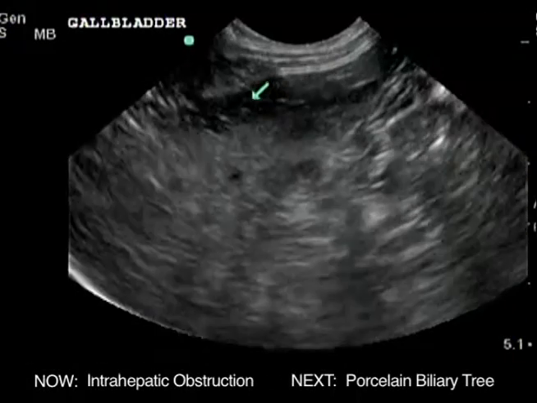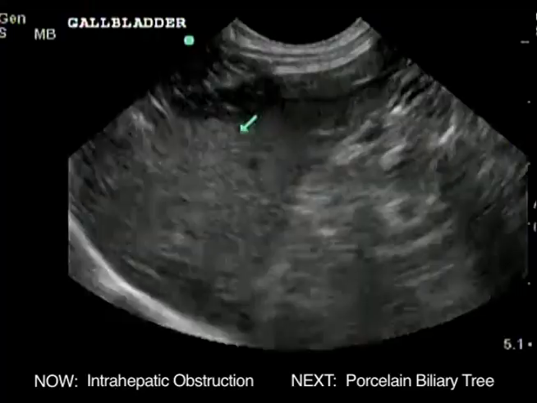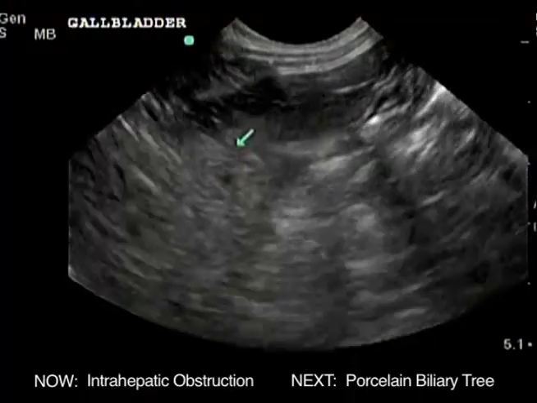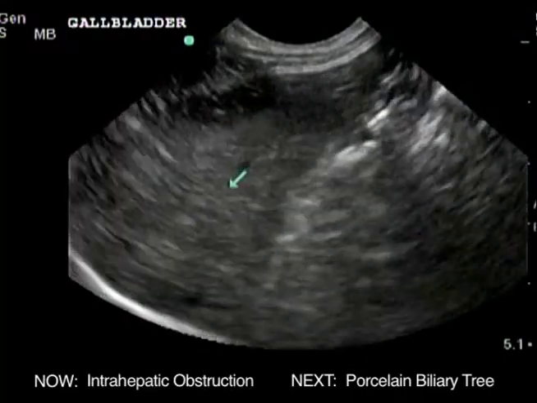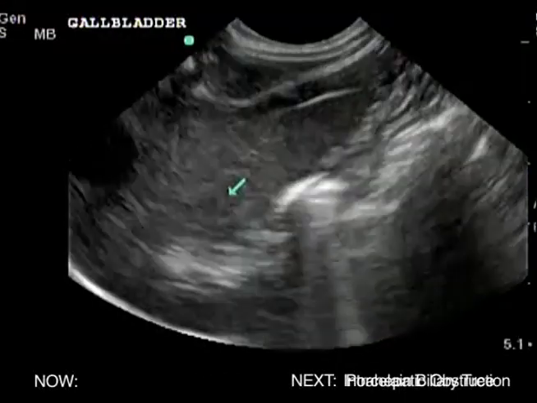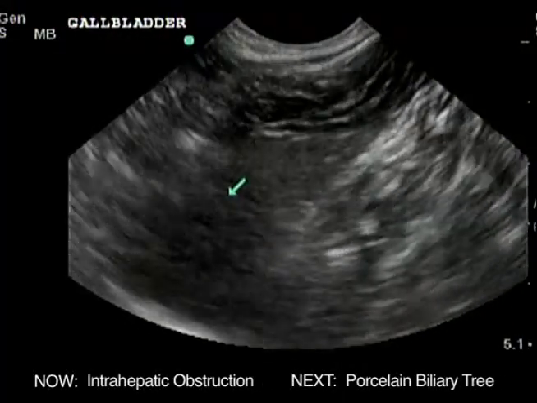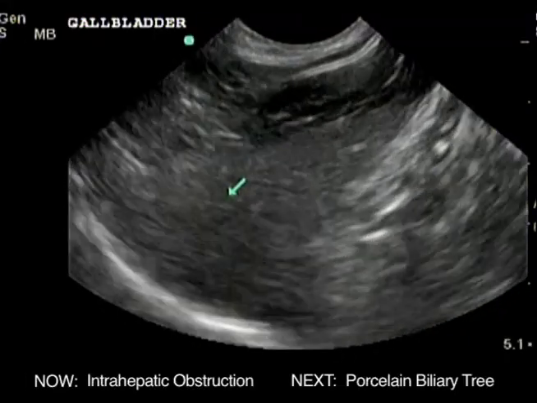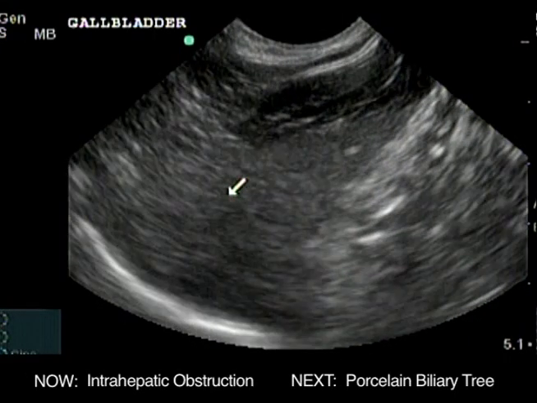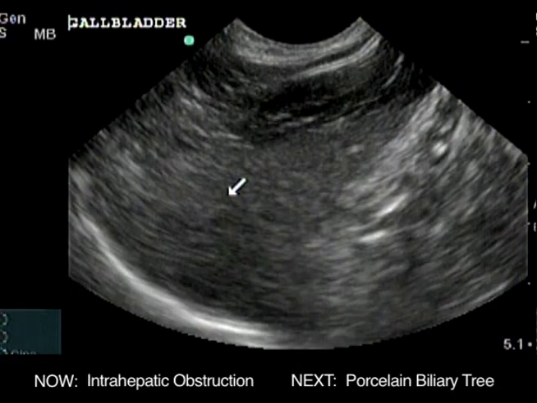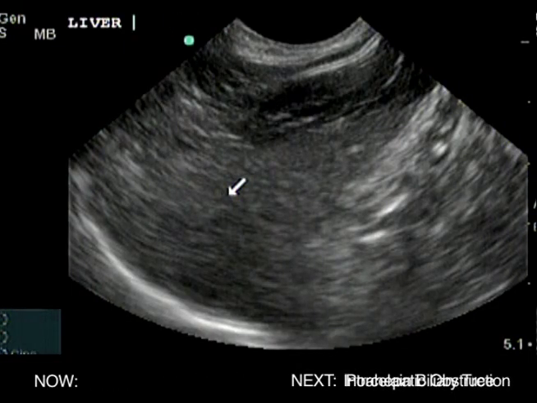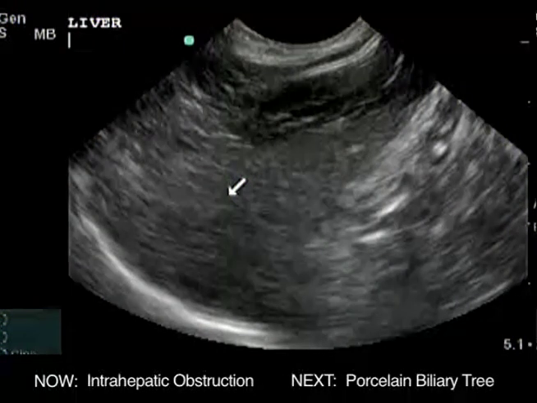With intrahepatic biliary obstruction, the liver is usually enlarged as shown in this video of a cat with hepatic lipidosis. In both dogs and cats, the total bilirubin will be elevated because swelling of the liver parenchyma is obstructing flow from the liver to the bile ducts within one or more of the individual liver lobes.